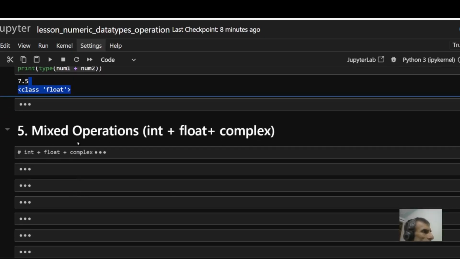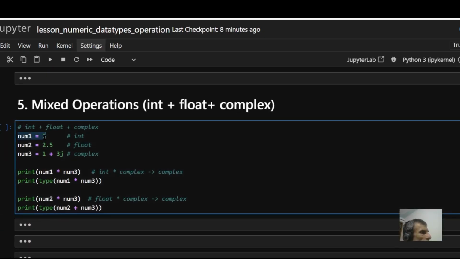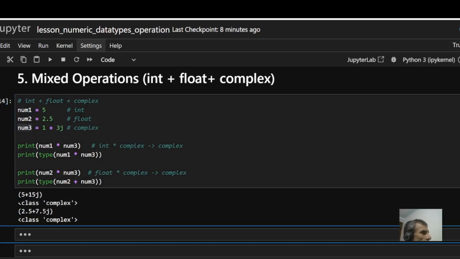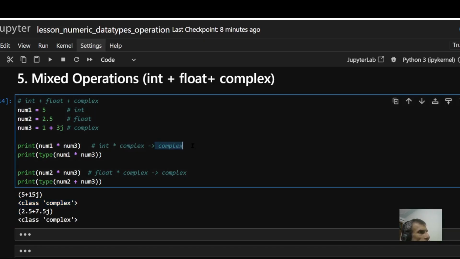Okay, so let's look at another mixed operation. In this case, I'm taking an integer, a float and a complex variable. Let's see what it does. My num1 equals 5, which is an integer, num2 equals 2.5, which is a float, and my num3 equals 1 plus 3j, which is a complex. If I multiply num1 by num3, in other words, I'm multiplying an integer by a complex number, what do I get? Well, let's run this and figure it out. It gives me class complex. So int times complex is complex. Float multiplied by complex is complex.